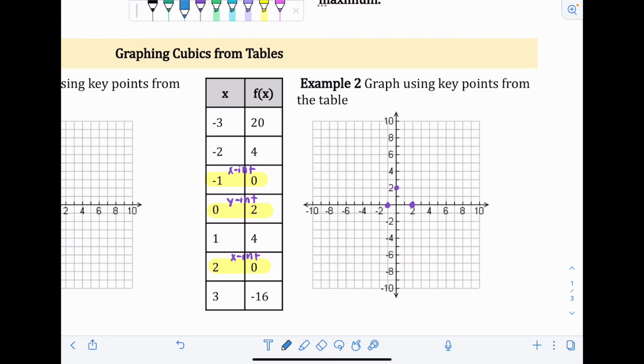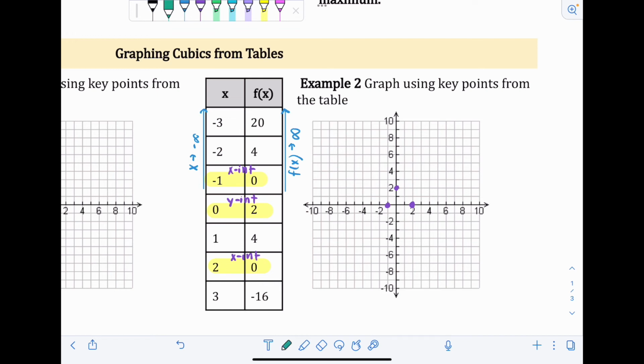So on the upper left of the table, as we're going upward, the x values are getting smaller, so x is approaching negative infinity. On the opposite side, the right side, the f of x, or y values, are getting bigger because they're going from 0 to 4 to 20. So that would mean that f of x is approaching positive infinity.